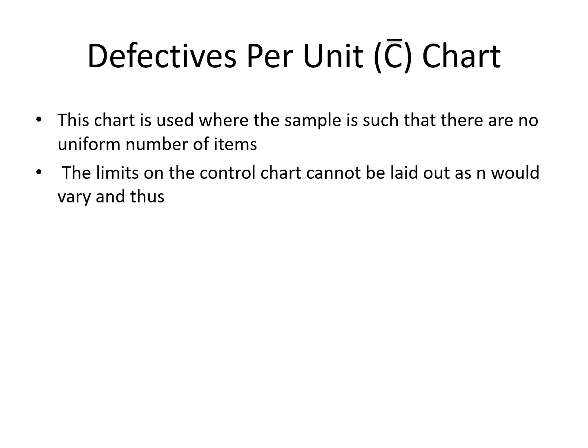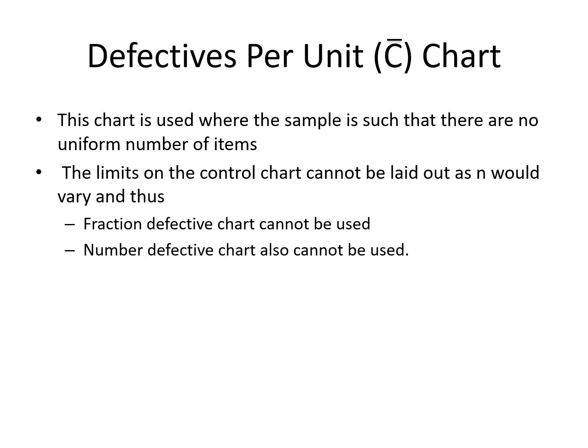So in such a scenario where there is no concept of a uniform lot, the fraction defective chart cannot be used, nor can we use the number defective chart. Because for both these cases, what we require is that the lot size should be the same, or at least every item which we are producing should have a single kind of defect. If more than one kind of defect appears in the same unit, then we cannot use the fraction defective or the number defective chart, because then the control would be dependent on more than one variable.